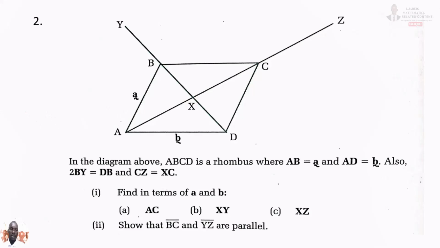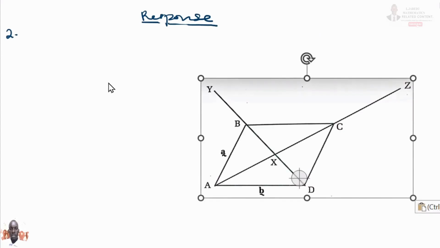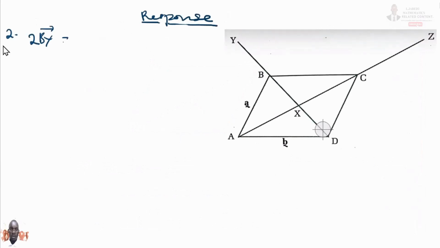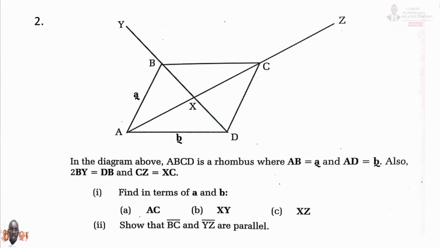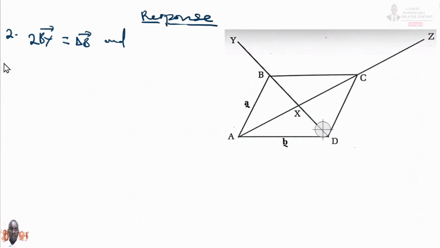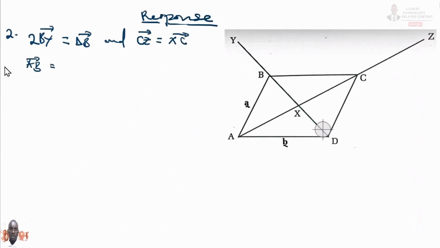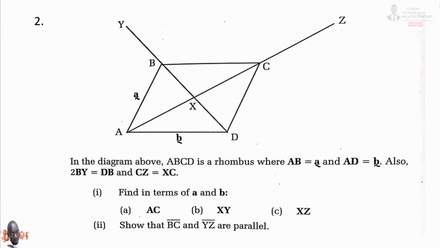So now let us have our response to question number 2. Remember the diagram is here. We can see that we are given that vector BY equals half vector DB, and still vector CZ equals half vector XC. And also that vector AB equals a, and the vector AD is given by b. So we have Roman numeral 1.